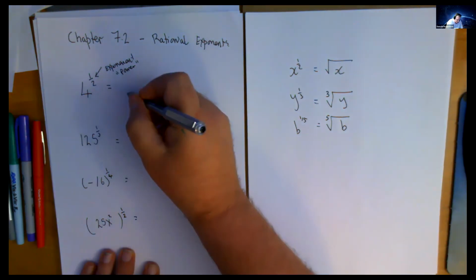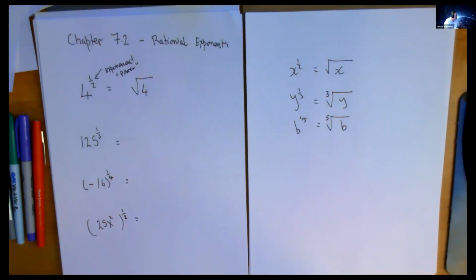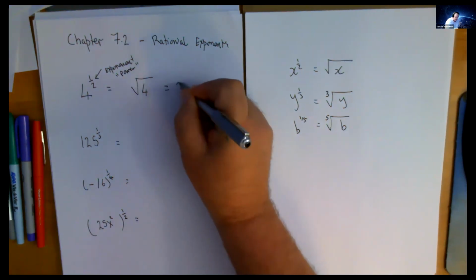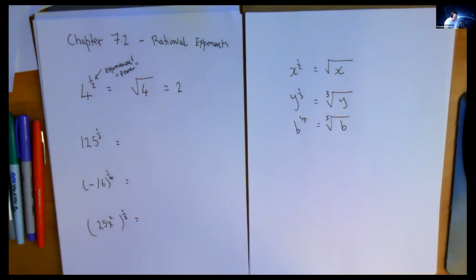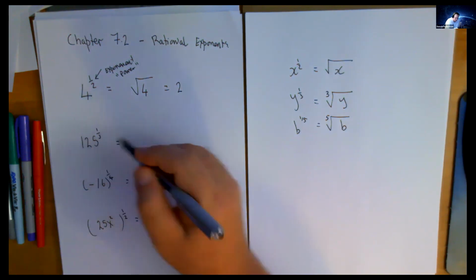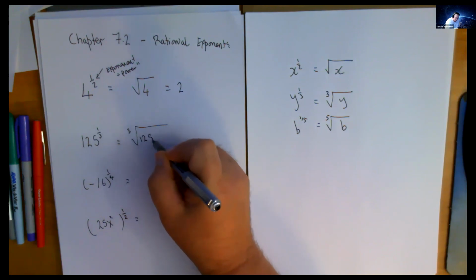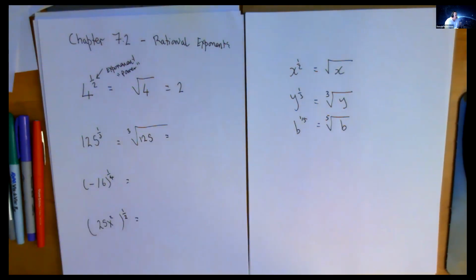So won't this fella be the square root of 4? Right, a half power, square root. And I know what the square root of 4 is, it's 2. Now, 125 to the power of 1/3, well, won't that be the cube root of 125? Right, 1/3 power, cube roots.